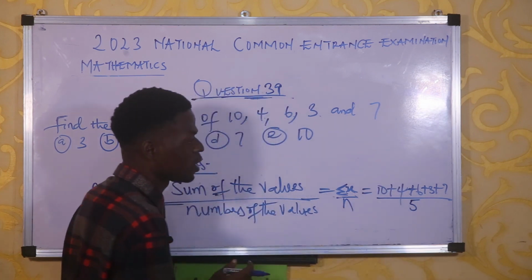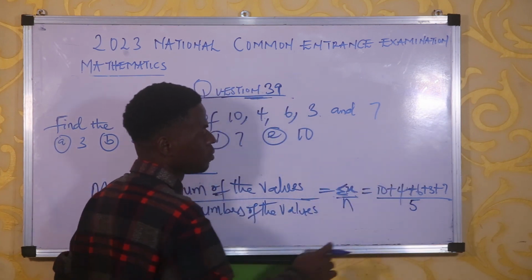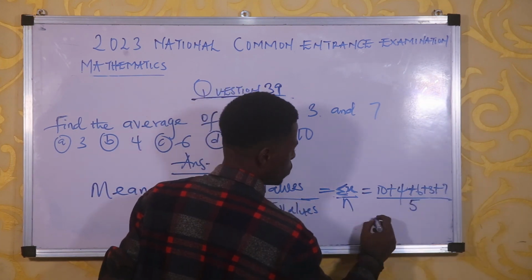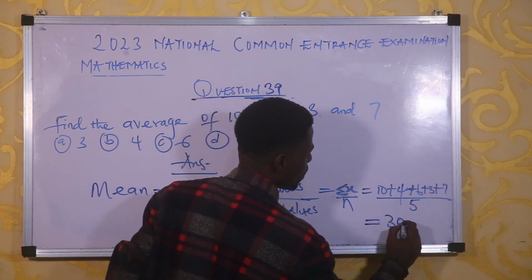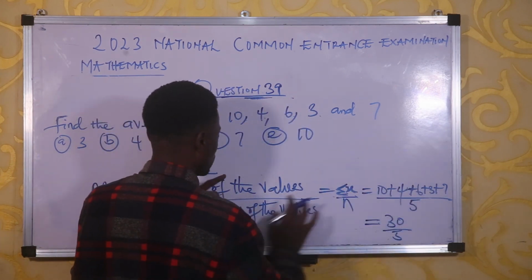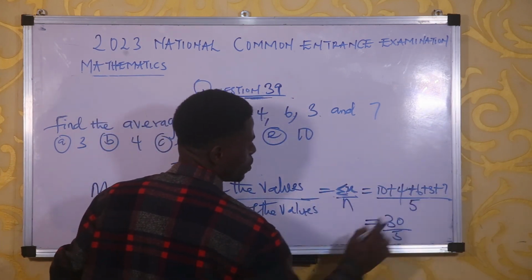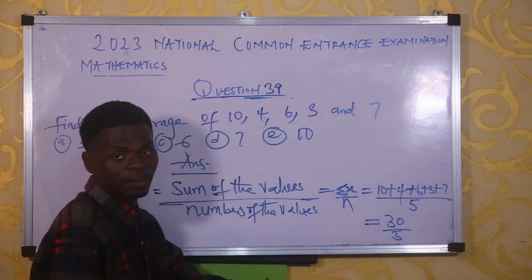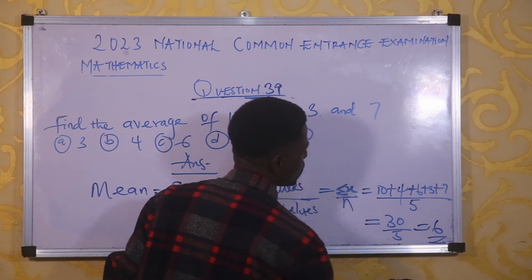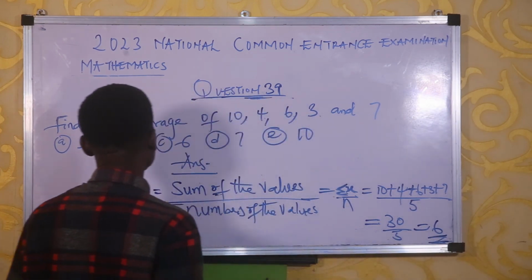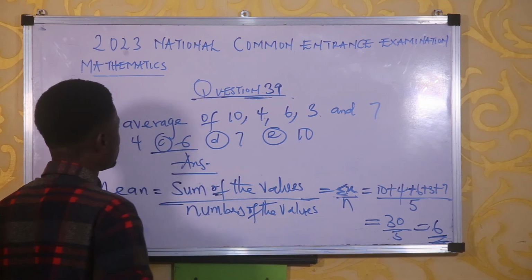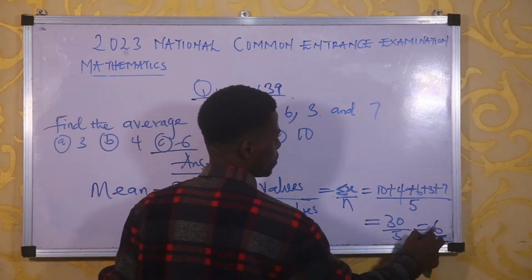Now let's add it together. 10 plus 4 is 14. Plus 6, 20. Plus 3, 23. Plus 7 is 30. So we now have 30 divided by 5. Take note of that. That's the sum of the values divided by the number of the values. 30 divided by 5 gives us 6. So our answer is 6, which is option C.